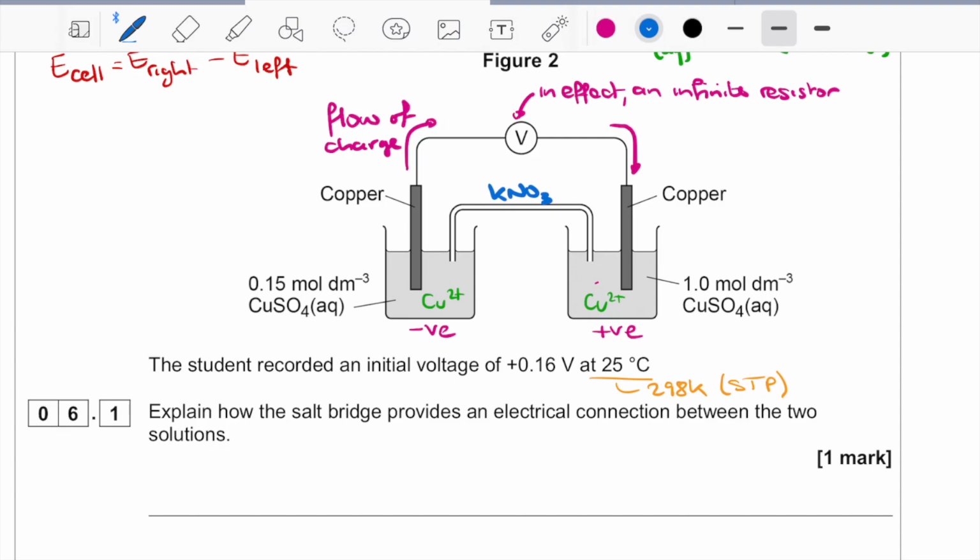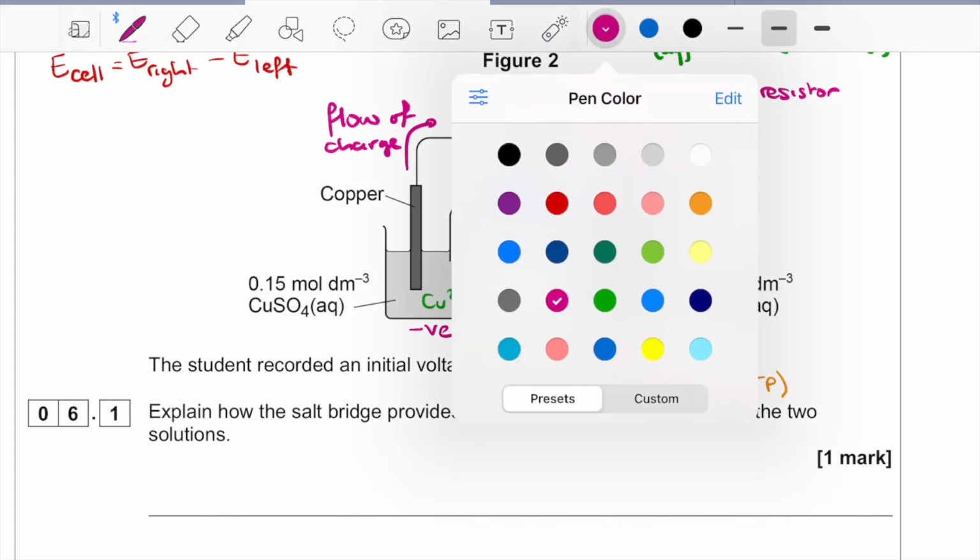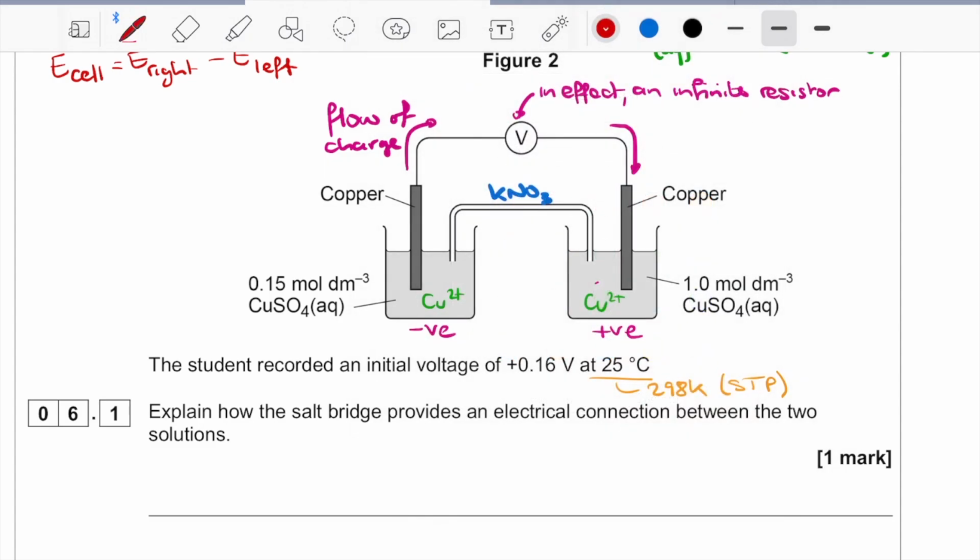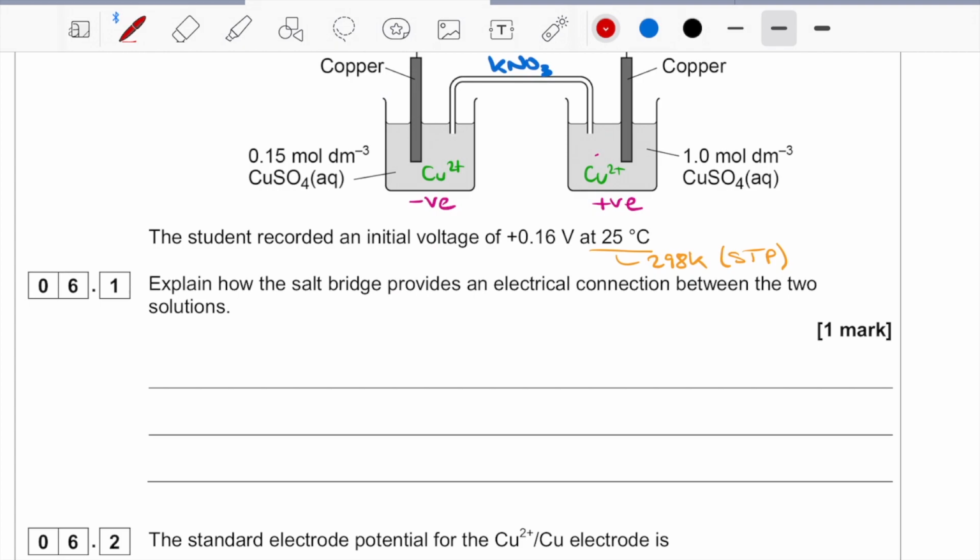it says, explain how the salt bridge provides an electrical connection between the two solutions. Explain how it completes the circuit, in effect, is what it's asking you. And really, it's no different than a sort of GCSE answer. The ions are free to move through it. Remember, current is a flow of charge. In physics, we're really only focusing on electrons that move through wires, through metals. But of course, in chemistry, if we've got an aqueous solution with ions in it, then they can also move, and that is a flow of charge. So the ions are free to move. That completes the circuit. That allows the current to flow.